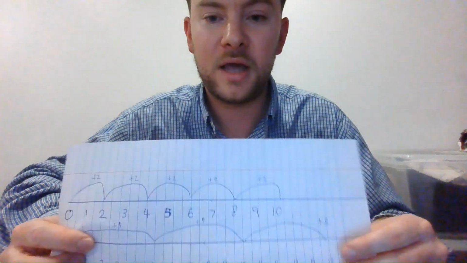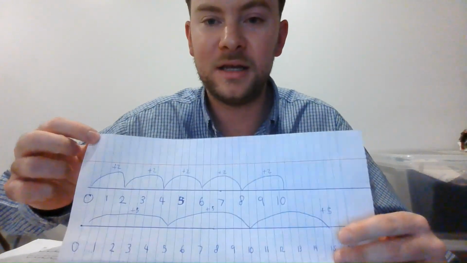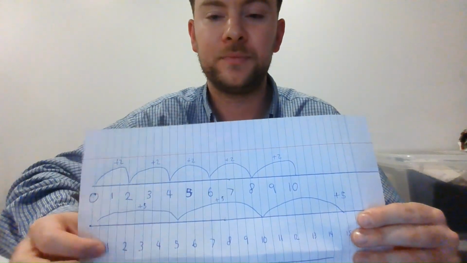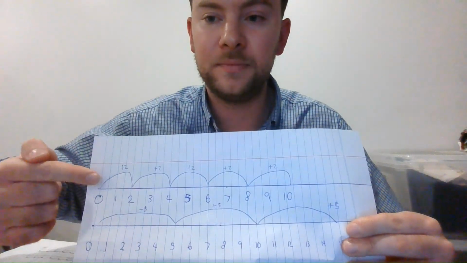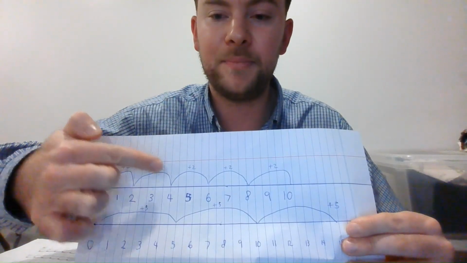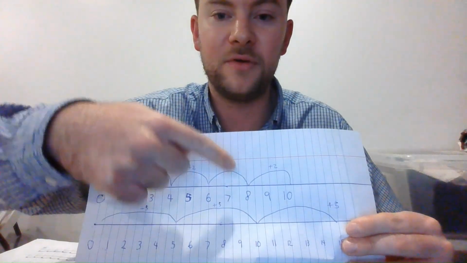Let's move on and work on seeing the pattern in a number line. Now, as you can see on the number line, we're going up and we're jumping and adding by 2 every single time.